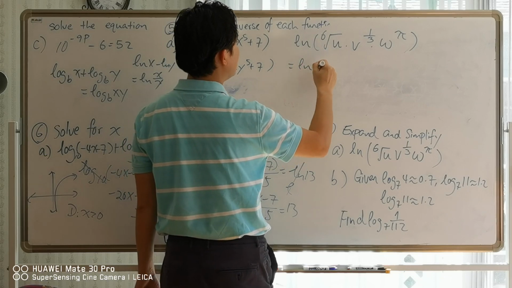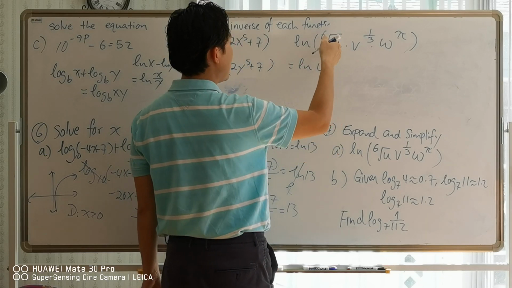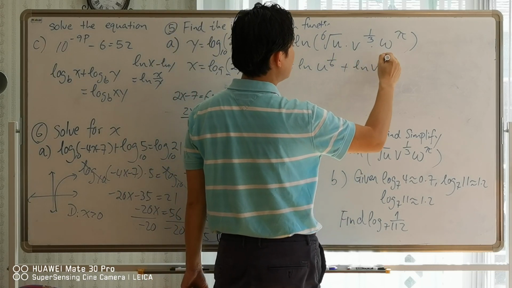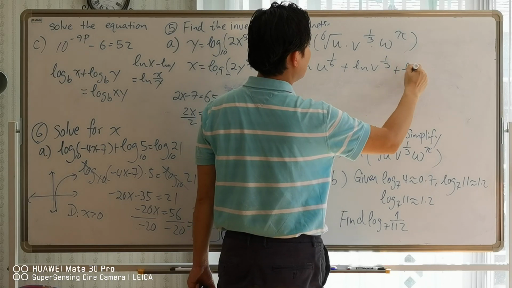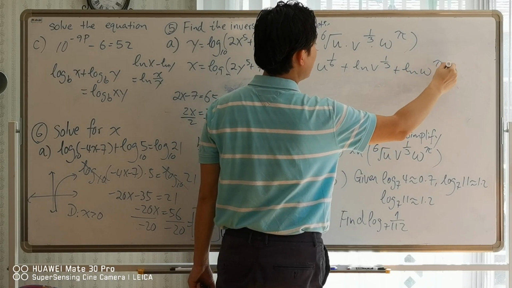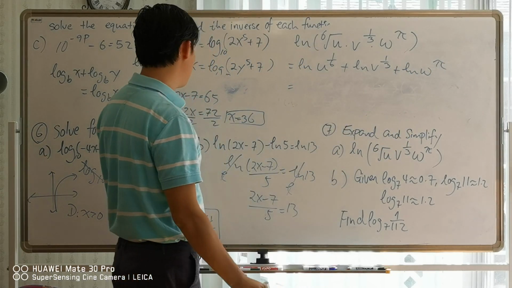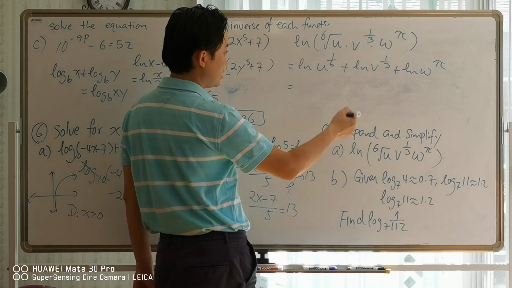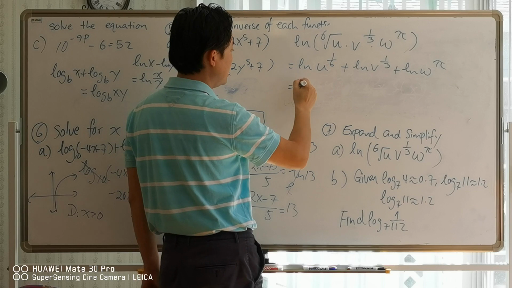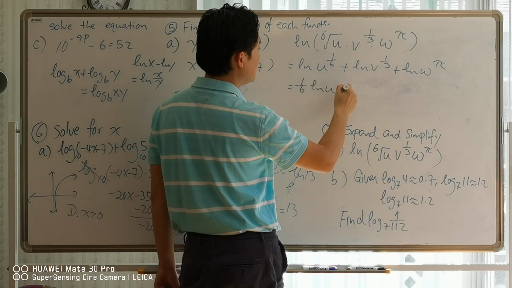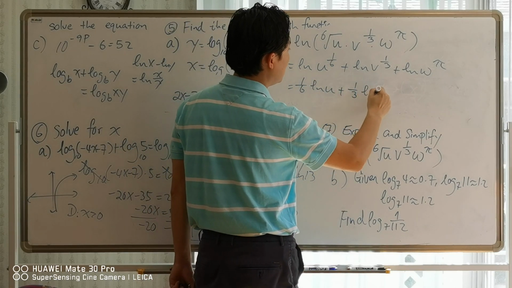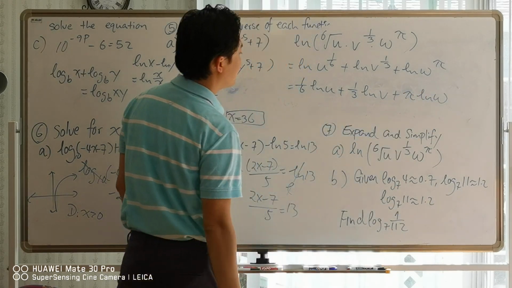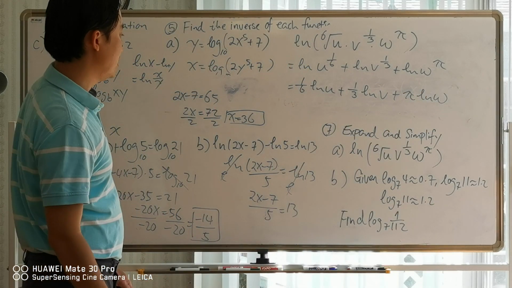So it's natural log of u to the power of 1/6, again radical form to the exponential form, plus natural log of v to the power of 1/3 plus natural log of w to the power of pi. Then using the third property of logarithm, we can bring down the power to the coefficient. So 1/6 natural log of u plus 1/3 natural log of v plus pi natural log of w. Okay, so that's the expanded form.